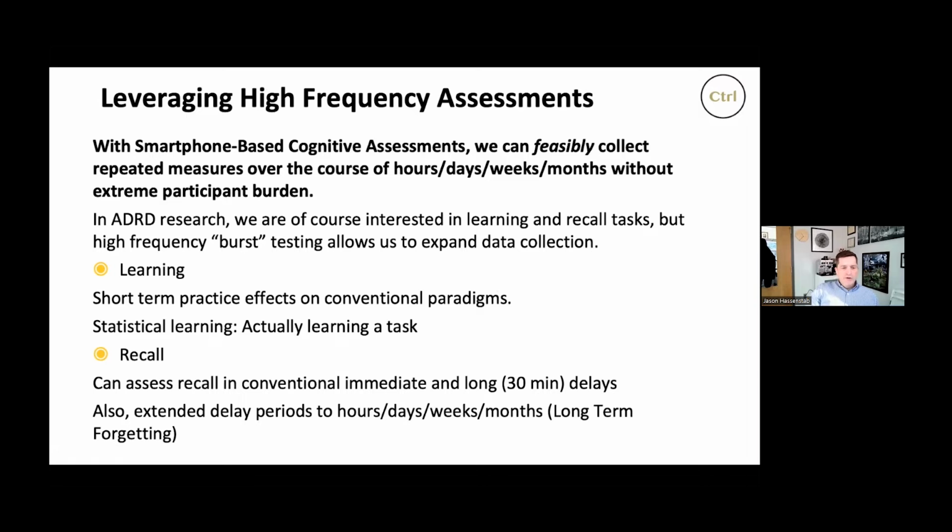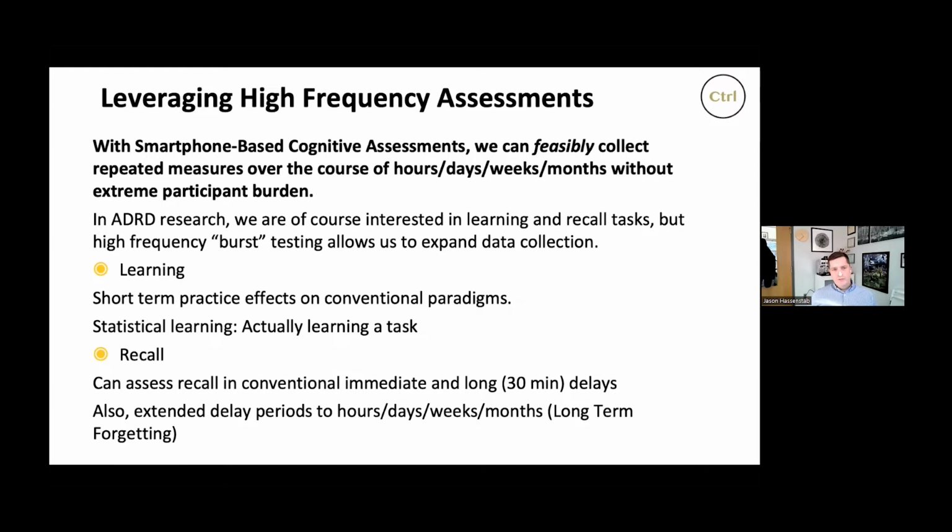But then in recall, we assess recall in conventional formats, which you can even do on a smartphone. You give people information, you test their immediate recall, and then a typical long delay period, which is actually only 20 or 30 minutes usually in the clinic. But with a smartphone, we can extend that delay period, and we can extend the learning or the practice effect or the statistical learning period over hours, days, and weeks, right? And then you can get to what in the literature is called long-term forgetting or accelerated long-term forgetting.